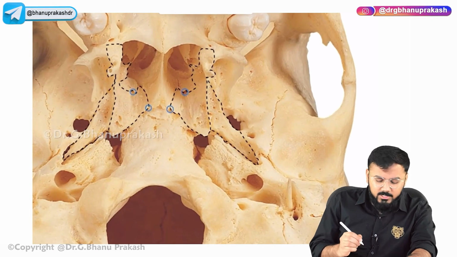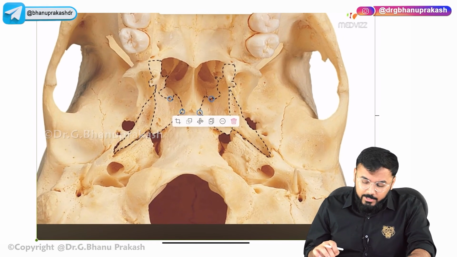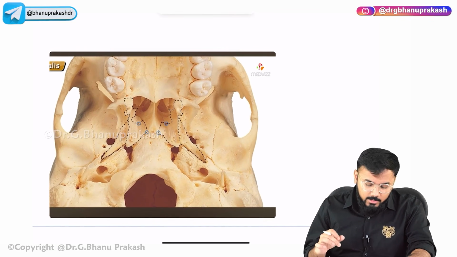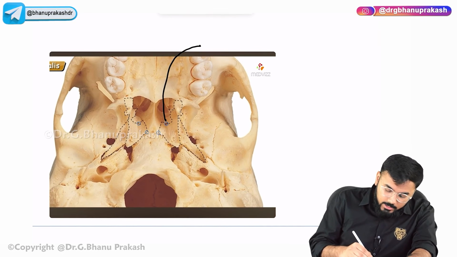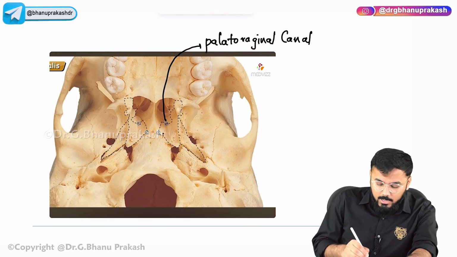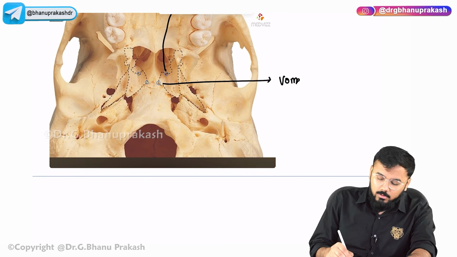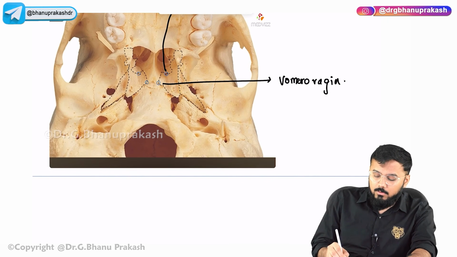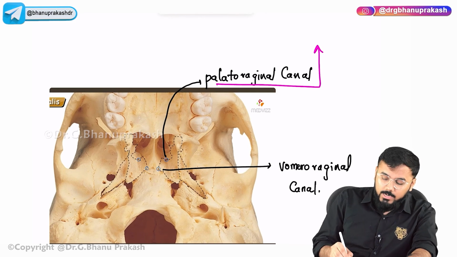There are some small apertures which you cannot appreciate obviously. If you can appreciate them, that is well and good. So there are two apertures located over here. What are these two apertures? This upper canal is called the palatovaginal canal, and this lower one is called the vomerovaginal canal. One is the palatovaginal canal, another is the vomerovaginal canal.